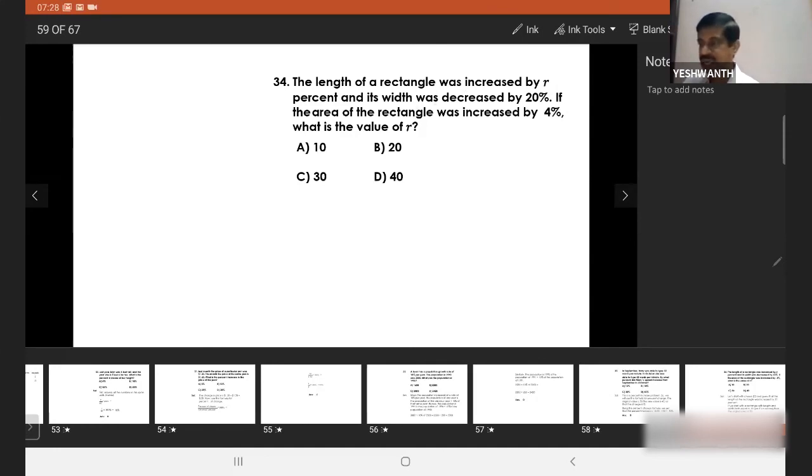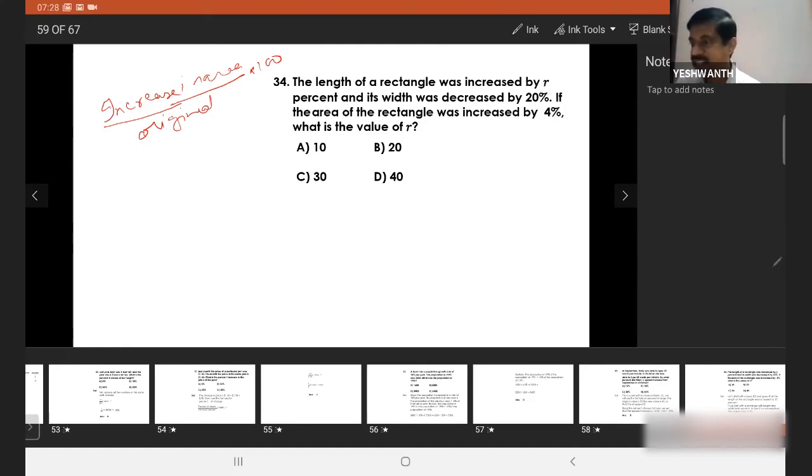The length of rectangle was increased by R percent, and the width was decreased by 20%. If the area of rectangle was increased by 4%, what is the value of R? So simple, children. So increase in area by original area into 100. Okay, this is the thing. So we know all the parameters you need to work out.